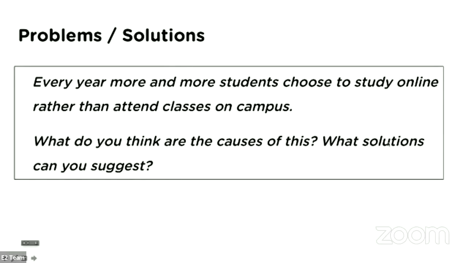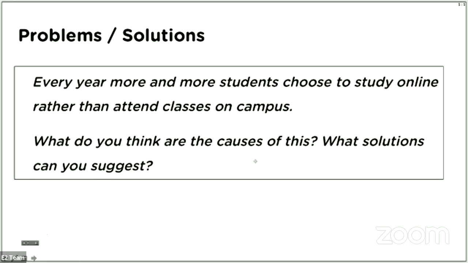Cool. So again, here's our problem solution prompt that we saw before. Every year, more and more students choose to study online rather than attend classes on campus. What do you think are the causes of this? What solutions can you suggest? Okay, so when I read this prompt, I see this causes here, and I'm going to write one paragraph about one particular cause. I'm going to write another paragraph about a different cause of why students study online rather than attend campus. And I'm going to write one paragraph, this would be my paragraph 3, about the solutions.